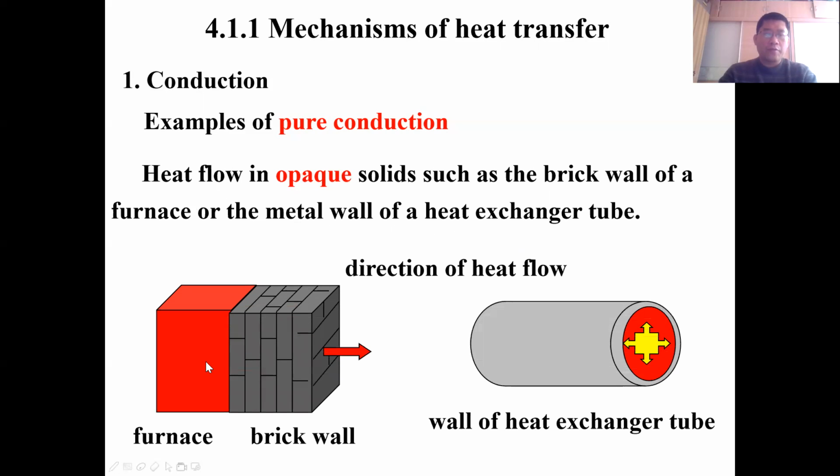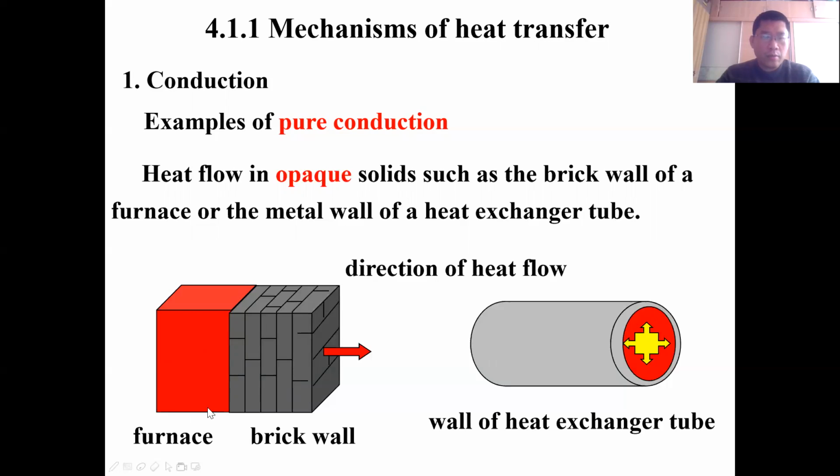Let's look at these graphs. The first graph is a flat wall conduction. The red color denotes the furnace wall. The gray color denotes the brick wall. The brick wall is outside the furnace wall. The function of the brick wall is to prevent the heat in the furnace from losing to the environment. So it is an insulation.